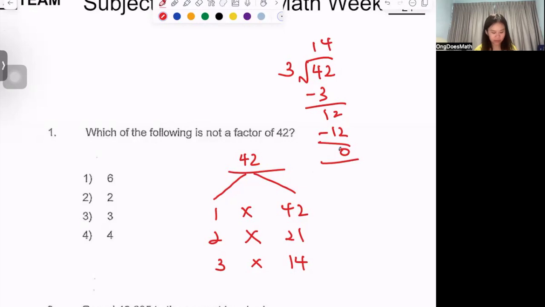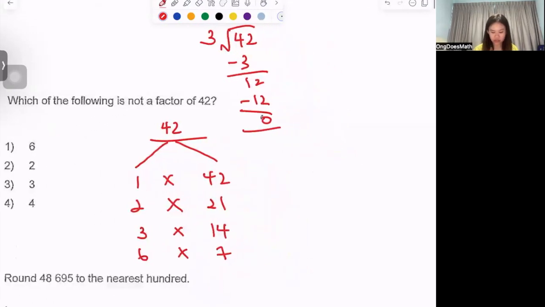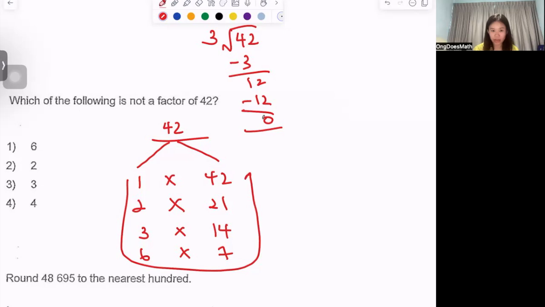Next, is it divisible by 4? Nope. If you do the long division, you realize that you will have a remainder. Is it divisible by 5? Definitely not. But it is definitely divisible by 6. 6 times 7 gives you 42. So what are all the factors? You just go one round. So 1 is a factor, 2 is a factor, 3, 6, 7, 14, 21, and 42.